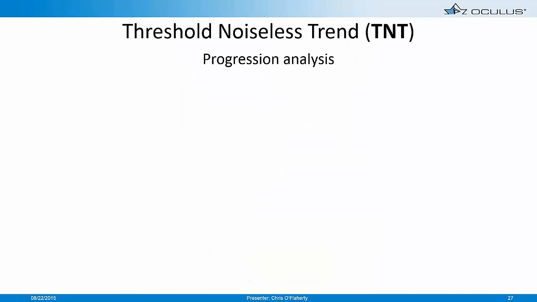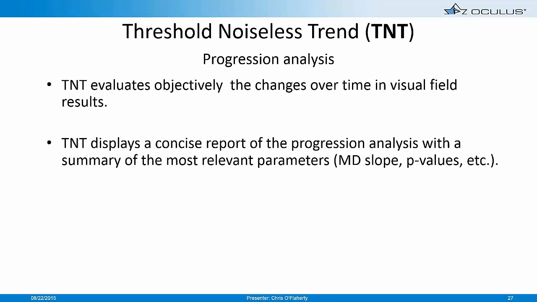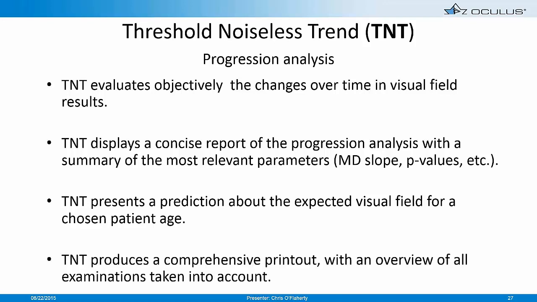So we do have a progression analysis software. We call it Threshold Noiseless Trend. So the TNT evaluates objectively the changes over time in visual field results. Displays a concise report of progression. It presents a prediction about the expected visual field for a chosen patient age. And we get a comprehensive printout with an overview of all examinations taken into account.